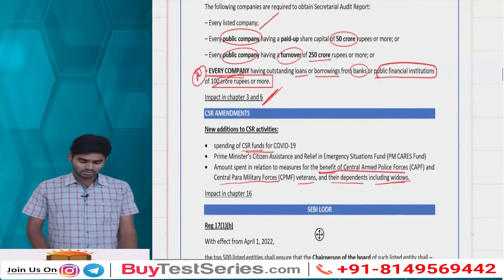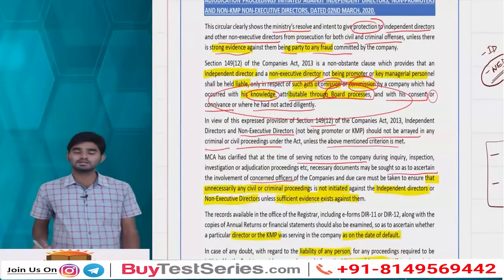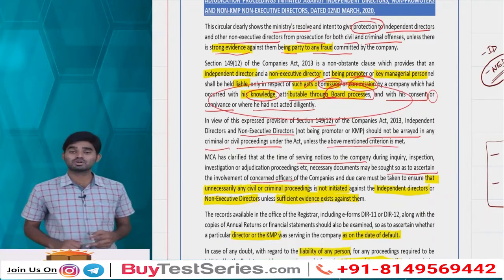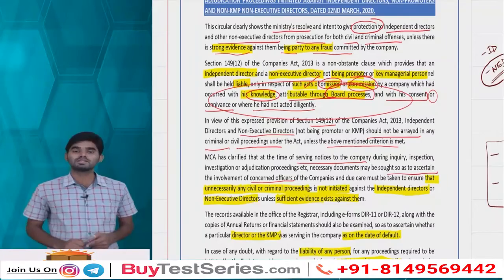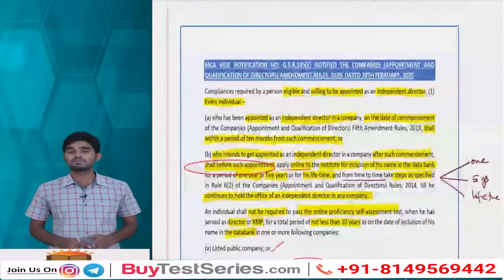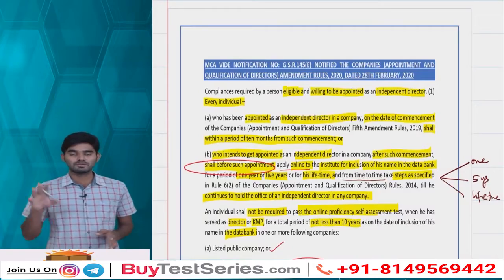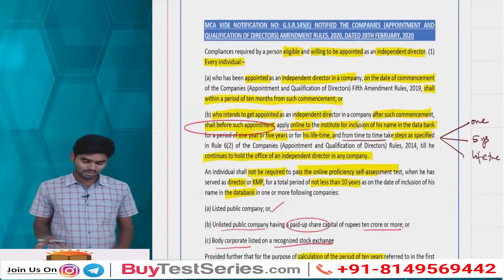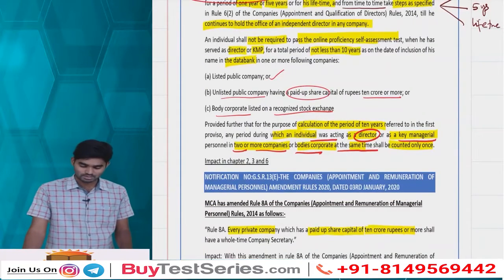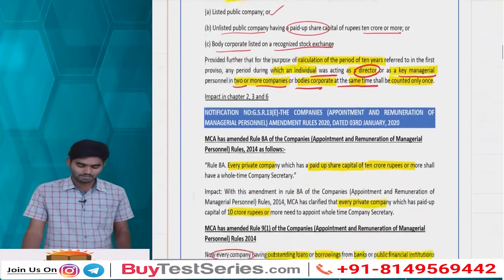Clear everyone? What we have seen is, first, two things with respect to independent directors. One, on the prosecution of independent directors and non-executive directors who are not a promoter or a KMP, where they will not be held liable unless there is strong evidence. Two, inclusion of name in the independent directors data bank to be appointed as an independent director of a company. We have given some time limits there. By paying a prescribed fee and passing the online self-assessment test, a person can be appointed as an independent director of a company.